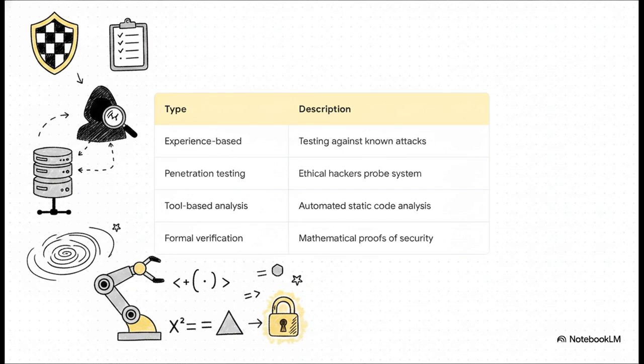Third, we have tool-based analysis. This means deploying automated static analyzers to rapidly scan thousands of lines of source code for weak spots or weird anomalies. And finally, formal verification. This involves mathematically proving that the code is secure. It's incredibly effective, but it is also insanely complex and super expensive, so you usually only see it used on the most critical, high-stakes systems.